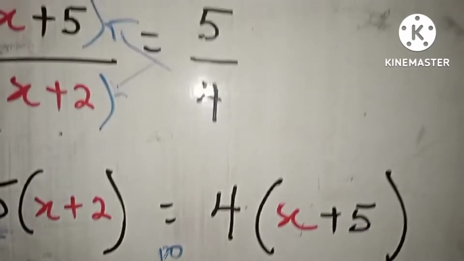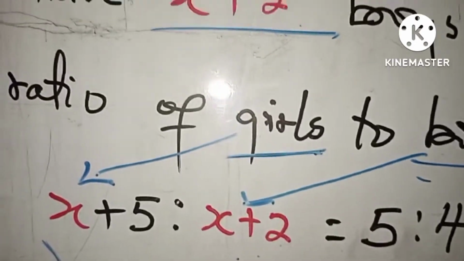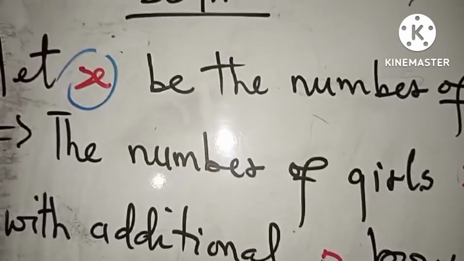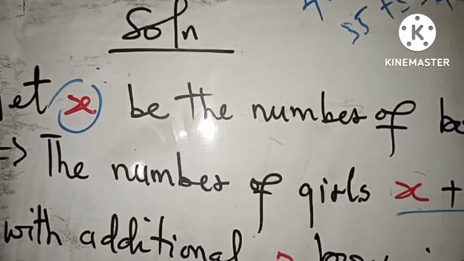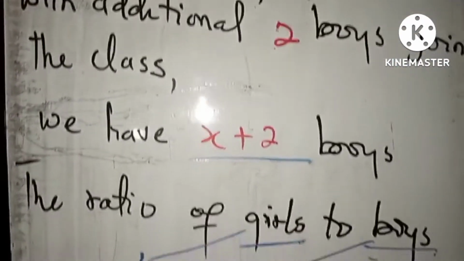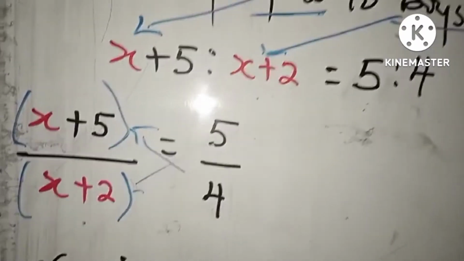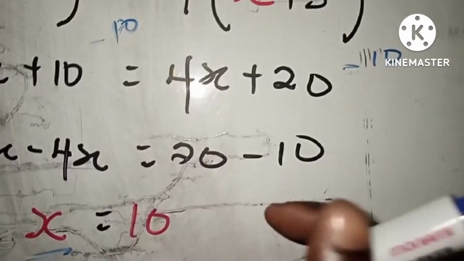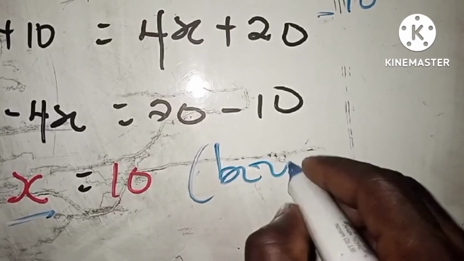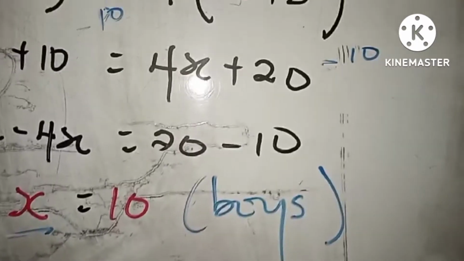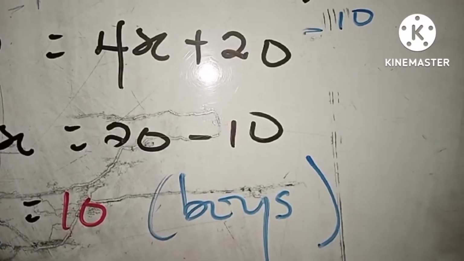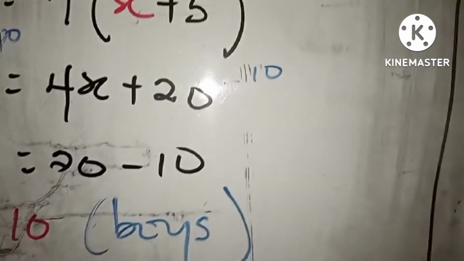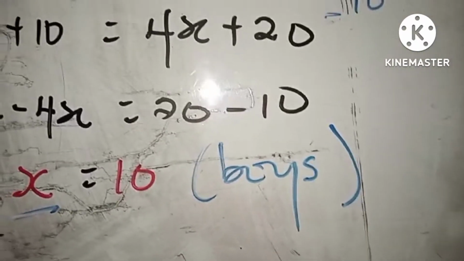So remember at the beginning of the video here, we said that let s be the number of boys, right? So at the end, if you have s equal to 10, meaning that the number of boys here is 10. So this s here stands for the boys. But according to the question, they are asking us to find the number of girls in the class, right?